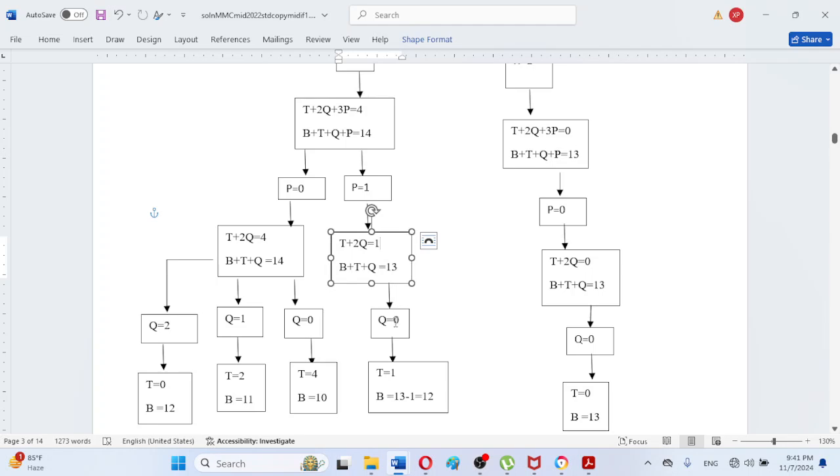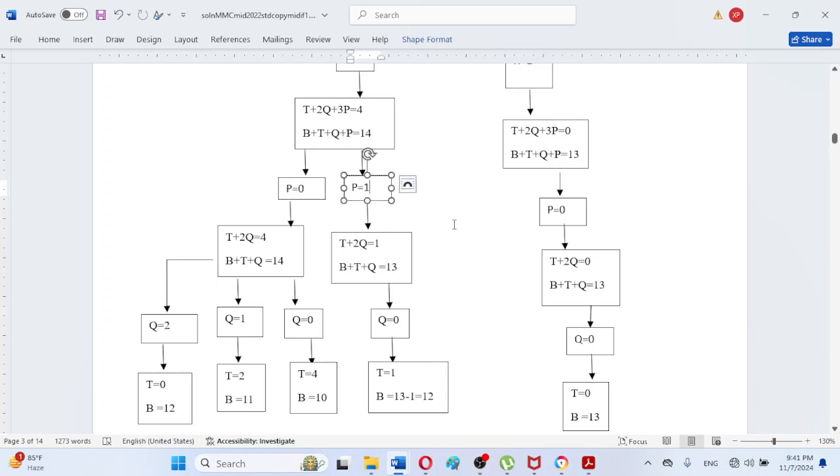So q is equal to 0, and when q is equal to 0, the ternary link is actually 1. So 13 minus 1 means binary will be equal to 12. So there will be one ternary and 12 binary links. So 12 plus 1 is 13, and plus 1 this pentagonal link. So the fourth set will be 12 binaries, one ternary and one pentagonal link.